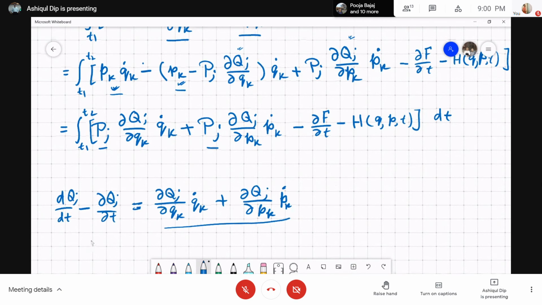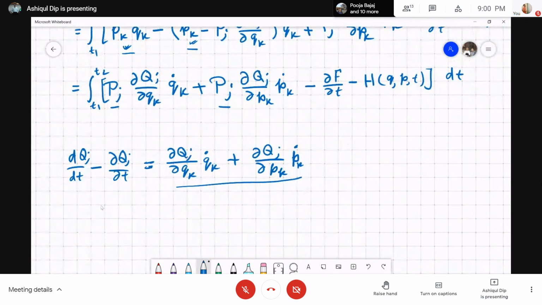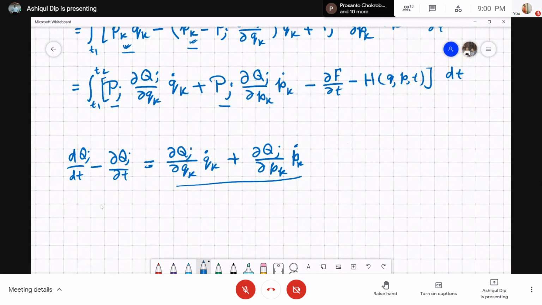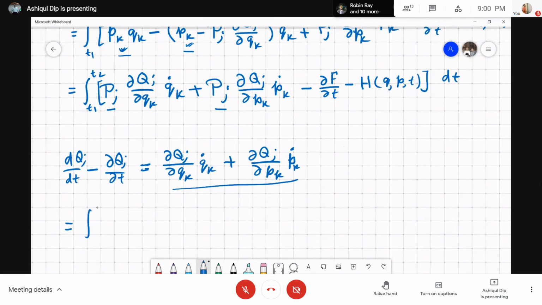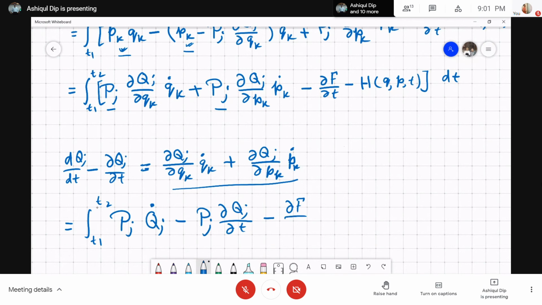So we are going to substitute. Remember, q_j dot is basically dq_j over dt. So we can write the integration from t1 up to t2 of p_j q_j dot, which means the total time derivative, and then minus p_j ∂q_j/∂t. Then we have minus ∂F/∂t, and then minus H, which is a function of q, p, and t.